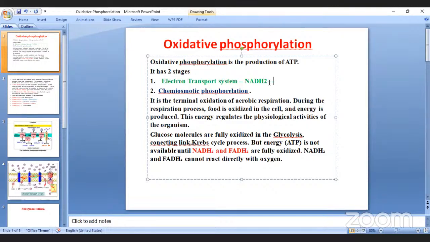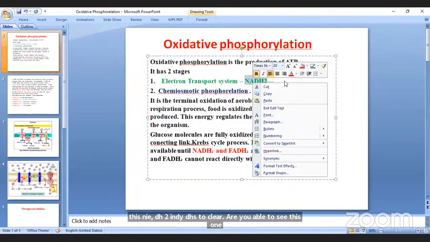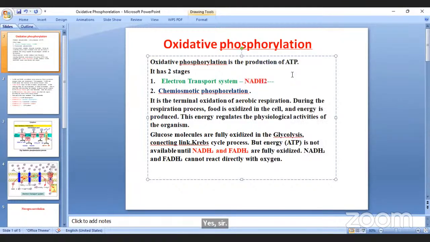Anyway, this NADH2. NADH2 clear? Are you able to see this one? Red color, right? What is oxidation? Loss of electron. So here two electrons are lost, and also two protons.